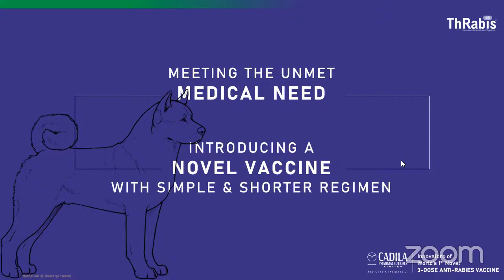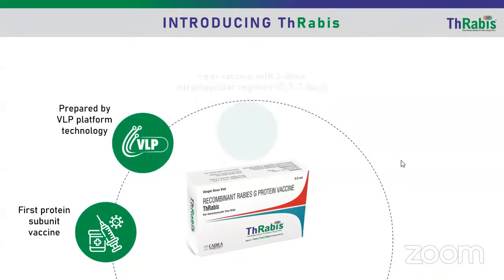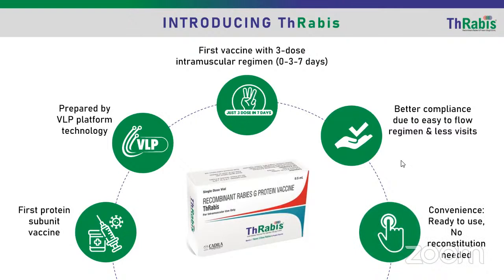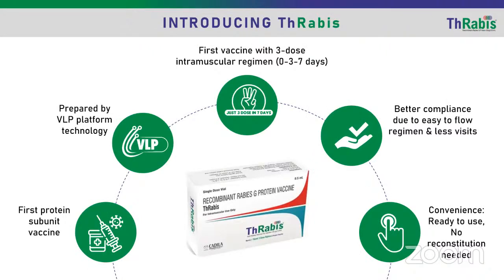So, meeting the unmet medical need, introducing a novel vaccine with a simple and shorter regimen, that is Travis. The Travis is the first protein subunit vaccine. It is prepared by the VLP platform technology. It is the first vaccine with a 3-dose intramuscular regimen, 0, 3, 7. It has better compliance due to an easy to follow regimen and fewer visits, and it is very convenient, ready to use, with no need for reconstitution.